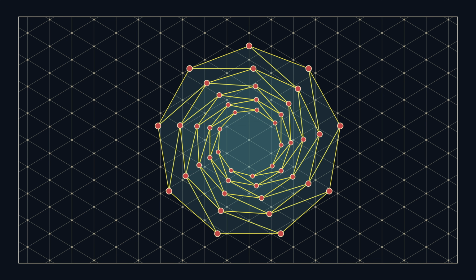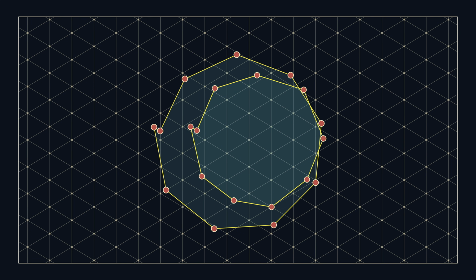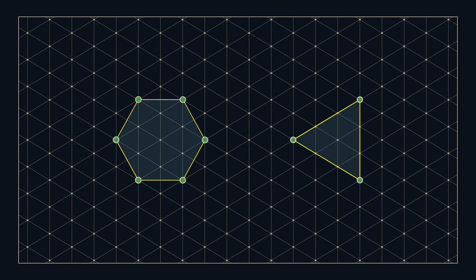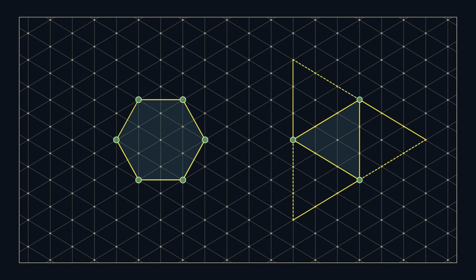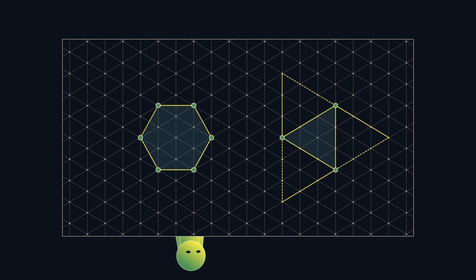Finally, just as a sanity check, we should see where these arguments fail for equilateral triangles and regular hexagons. And instead of getting smaller shapes, we end up in these repeating cycles, so there's no contradiction to be had. Now we've handled triangular and hexagonal grids, so what other grids could we consider?